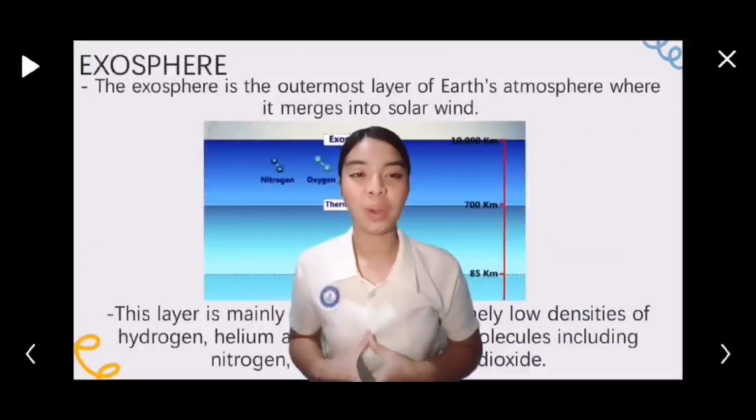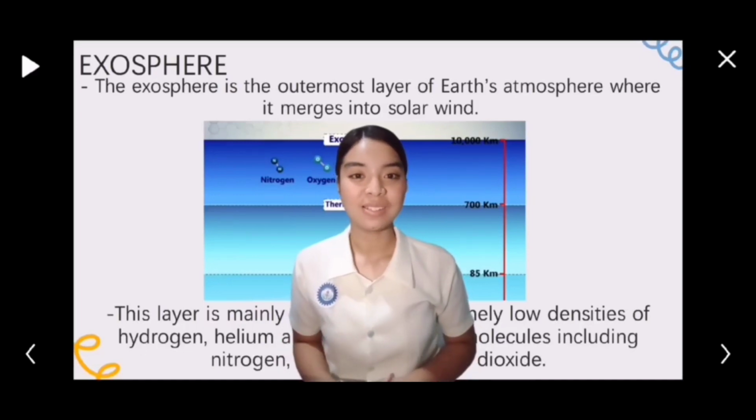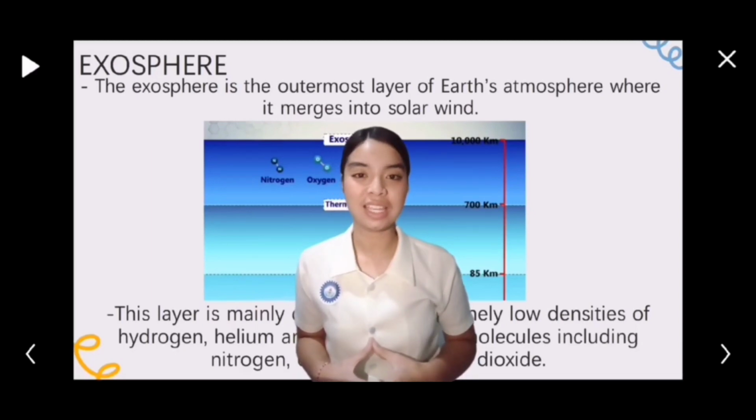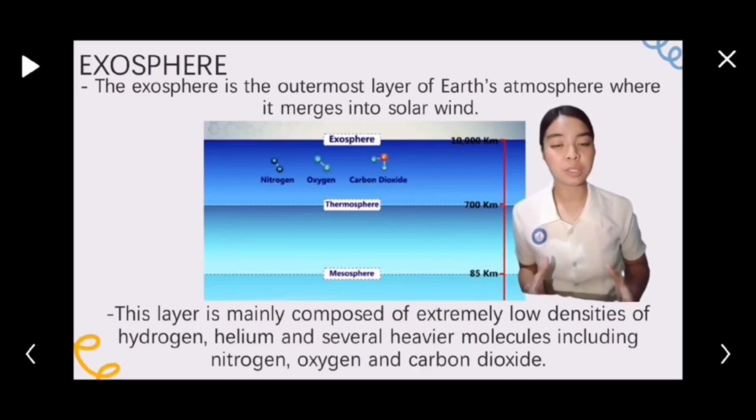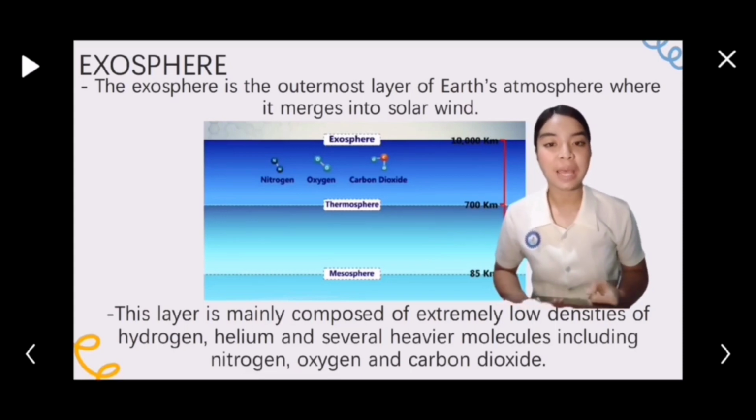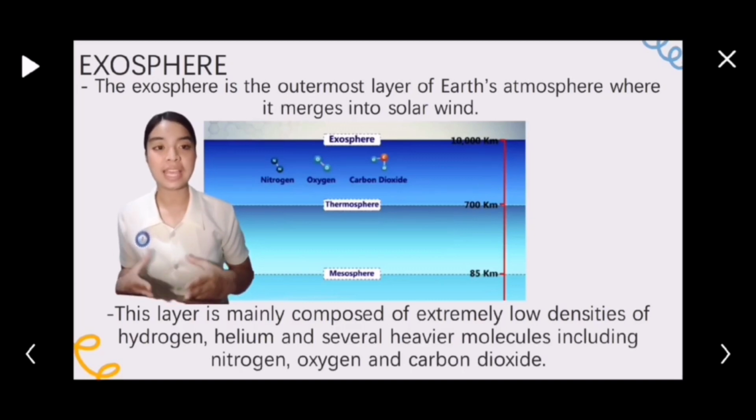So we already know what the thermosphere or the ionosphere is, right? We can move on to the outermost layer of our Earth's atmosphere, which is the exosphere. The exosphere is the outermost layer of Earth's atmosphere, where it merges into the solar wind. This layer is mainly composed of extremely low densities of hydrogen, helium, and several heavier molecules including nitrogen, oxygen, and carbon dioxide.